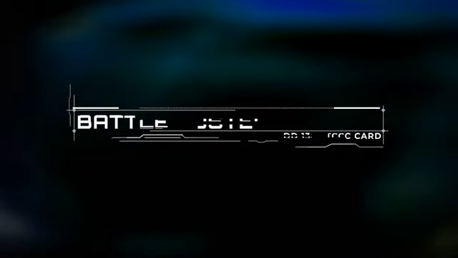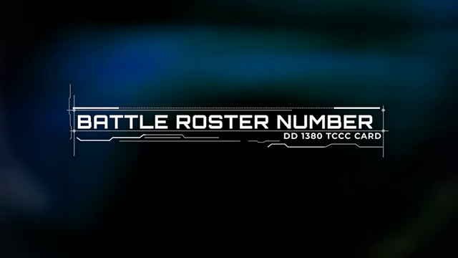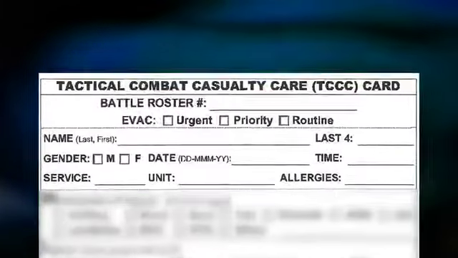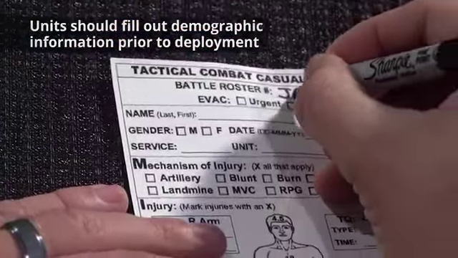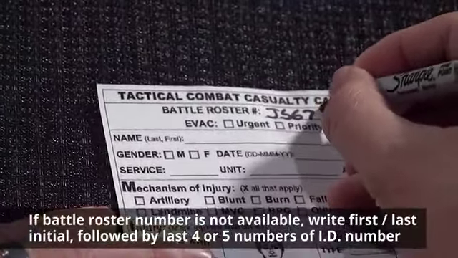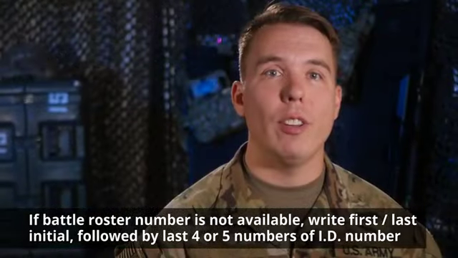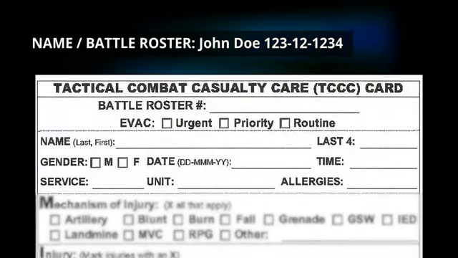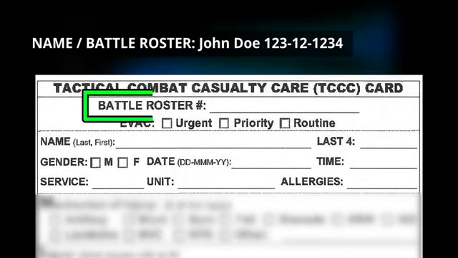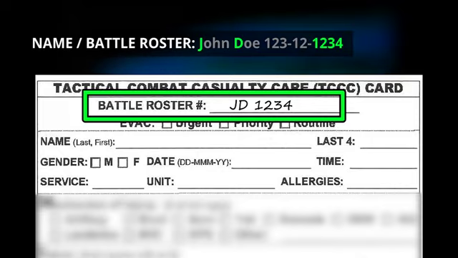The first entry is for the casualty's battle roster number. Battle roster numbers are usually dictated by unit-specific policy. Units should fill out demographic information prior to deployment. If, for some reason, the battle roster number isn't available, write the casualty's first and last initial, followed by the last 4 or 5 numbers of their ID number. For example, John Doe 123121234 is battle roster JD 1234.